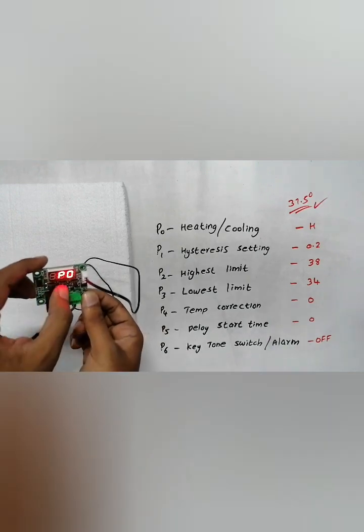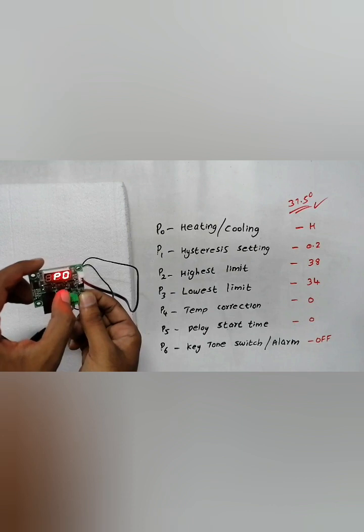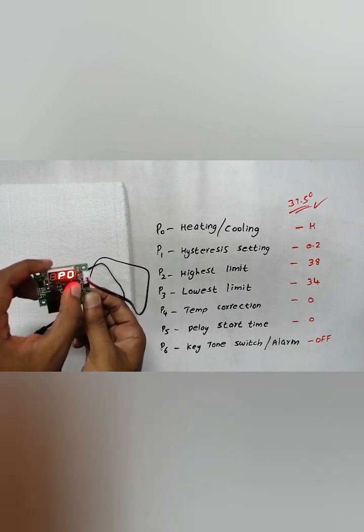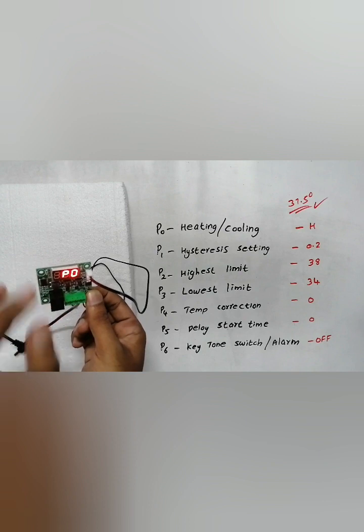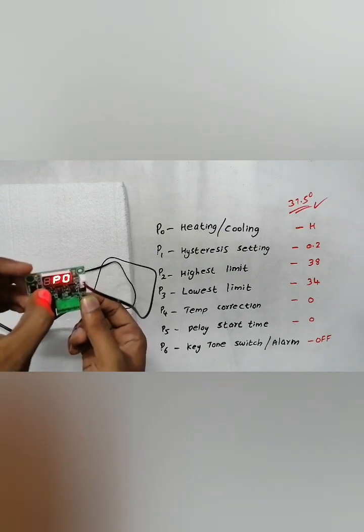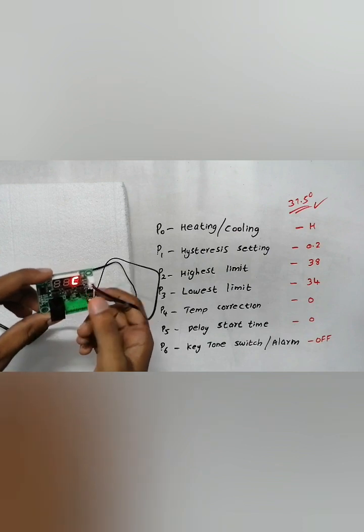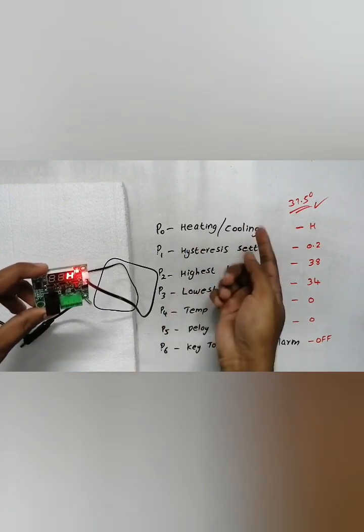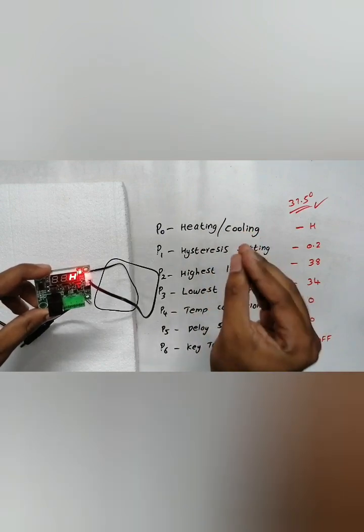In this circuit, there are many parameters such as P0, P1, P2, P3, P4, P5 and P6. And we can also change these parameters as per the requirements. If we long press the set button, we can get access to the P0 parameter. Here we can get H and C. H stands for heat and C stands for cooling.